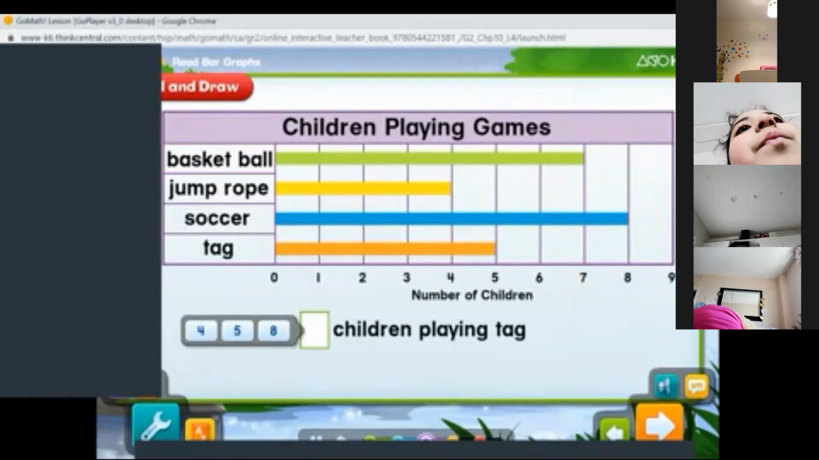How many children are playing tag? Wait, who can answer this? Yes, Elena?